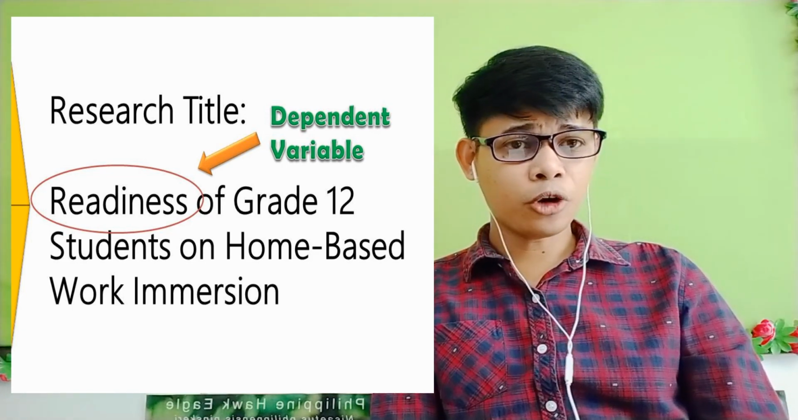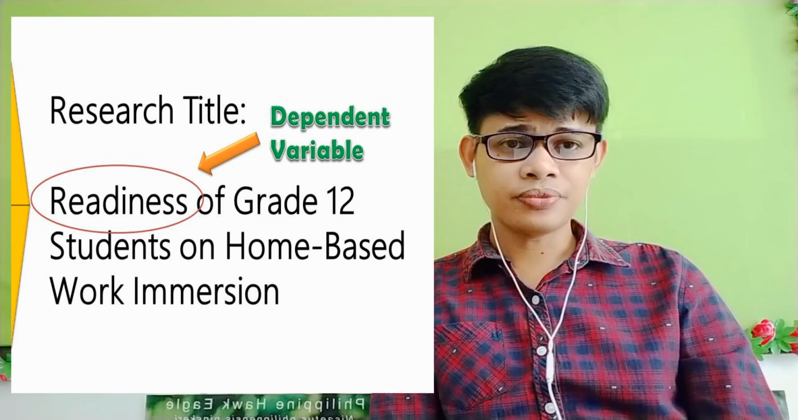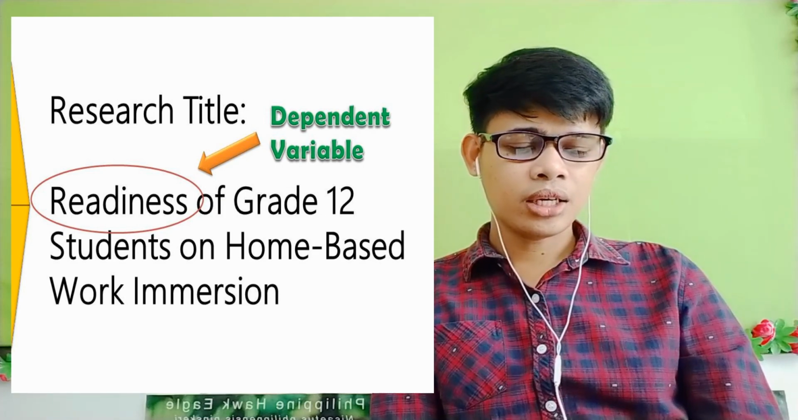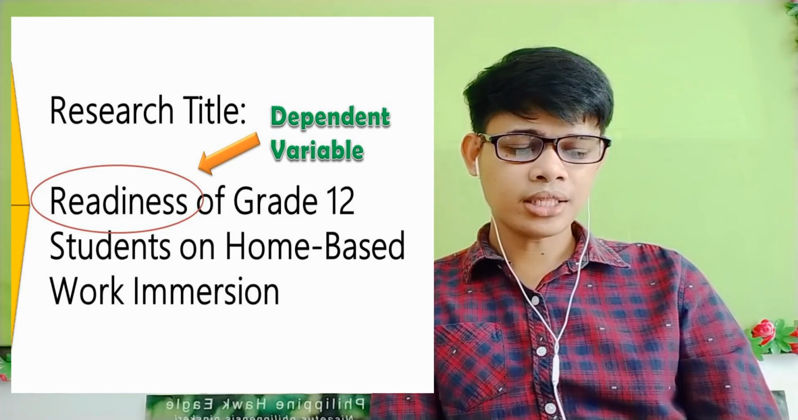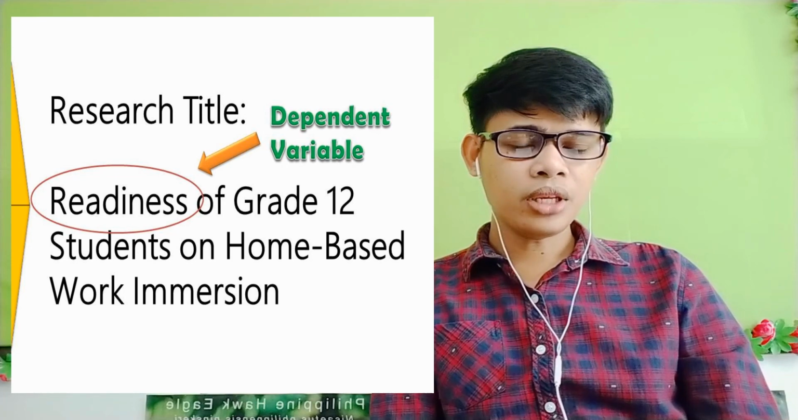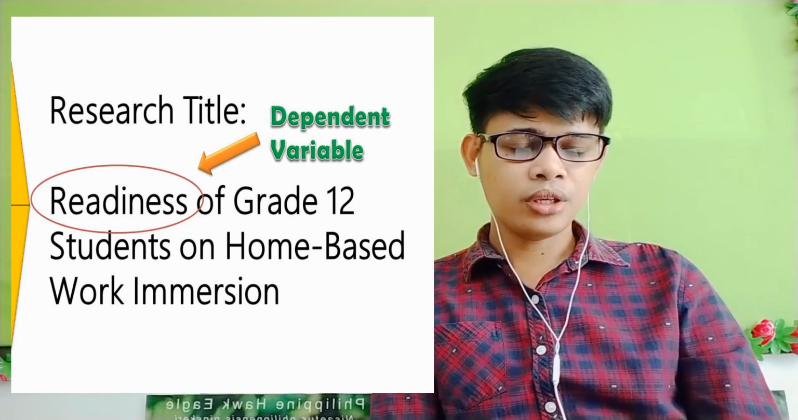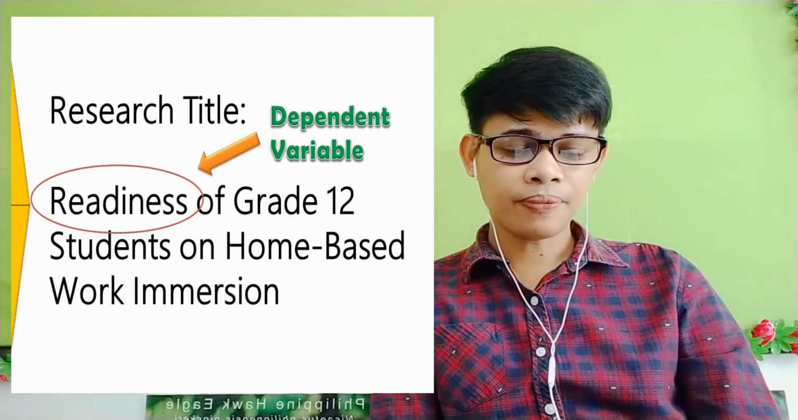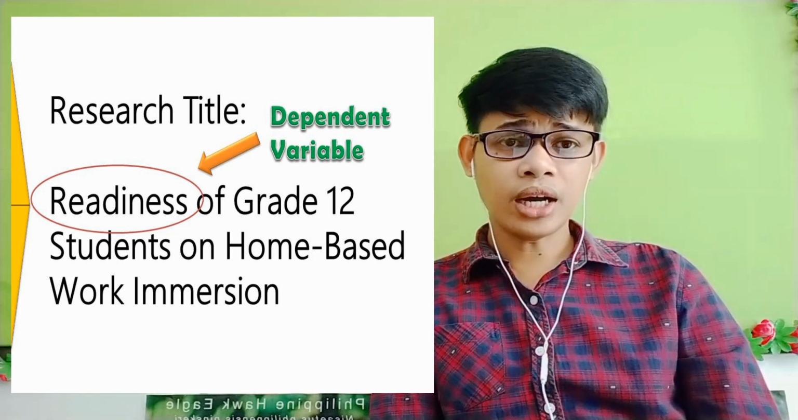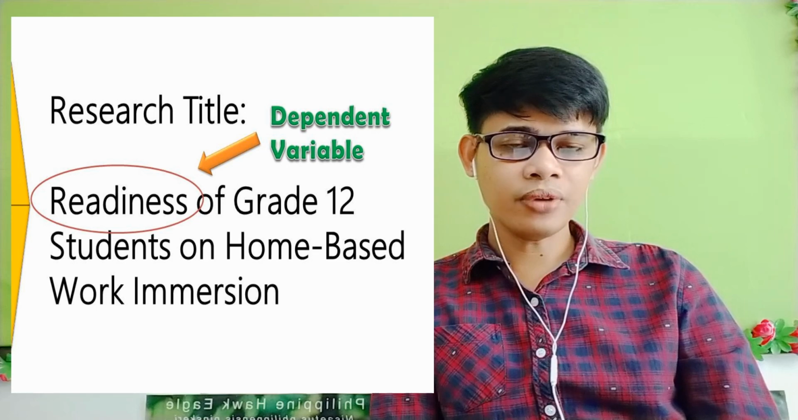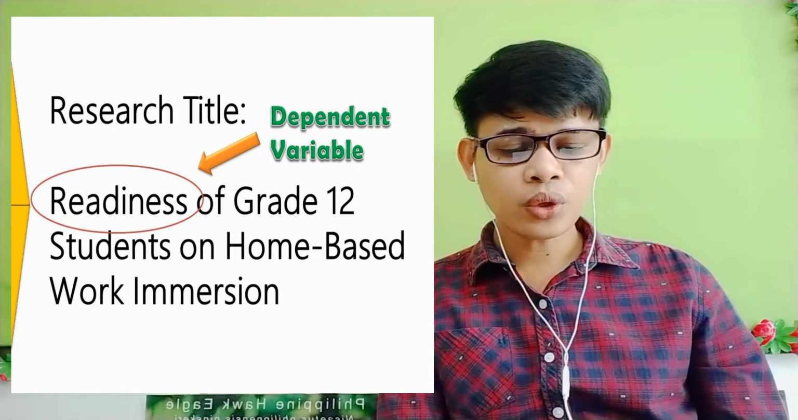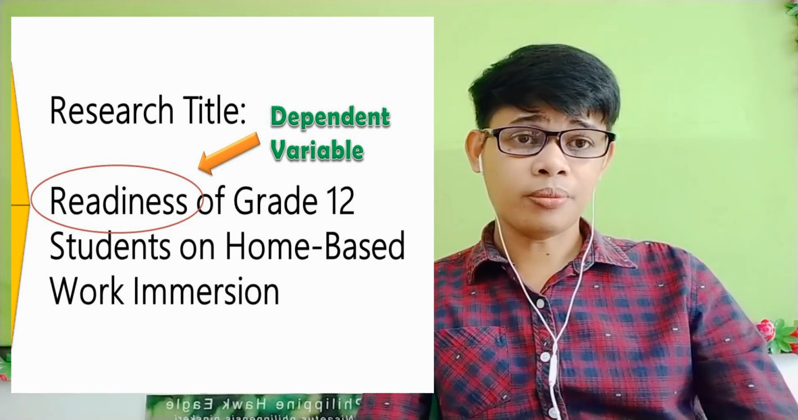Remember that our formula in developing the research title is, first, the dependent variable, plus the respondents, plus the location. Meaning to say, the first term in your research title will be your dependent variable. Apart from that, in this research, they are trying to investigate the level of readiness of grade 12 students. So readiness here will be your dependent variable.